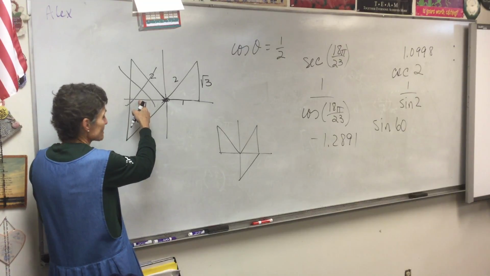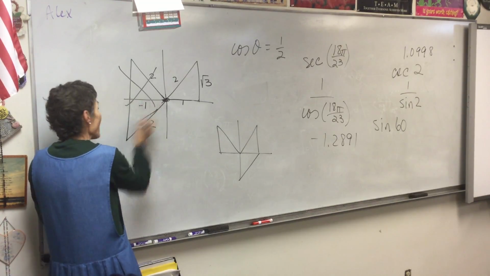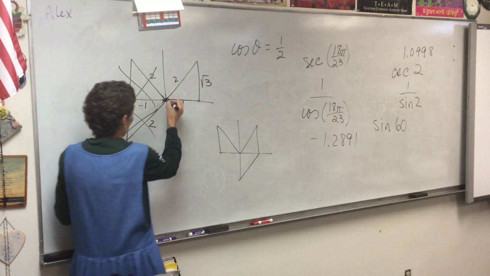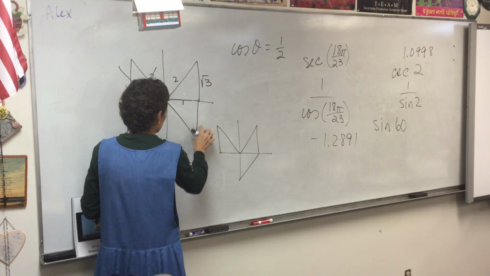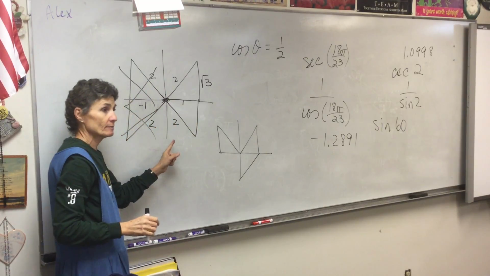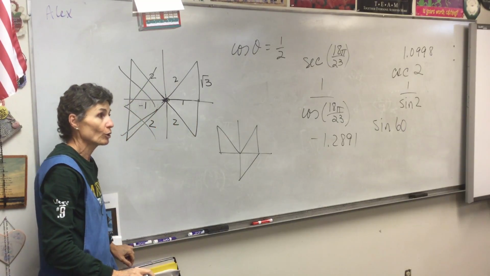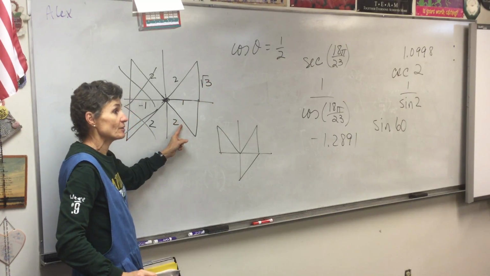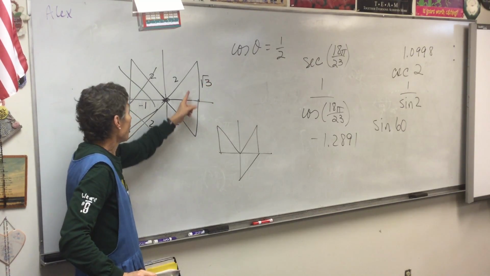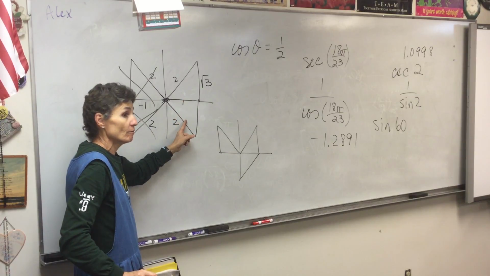Well, that uses the same side. It'd be negative 1 over 2. That won't work. What about this one? 1, 2. Will that work? Yes. That triangle will work. So for this problem, the two triangles that we need are in quadrants 1 and 4.